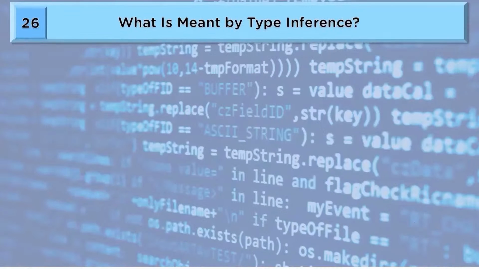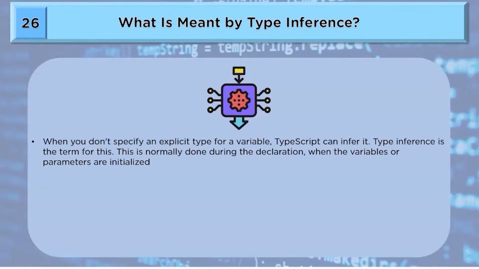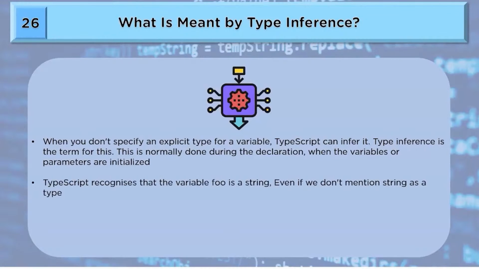What is meant by type inference? When you don't specify an explicit type for a variable, TypeScript can infer it. Type inference is the term for this. This is normally done during the declaration when the variables or parameters are initialized. TypeScript recognizes that the variable foo is a string, even if we don't mention string as a type. Here is an example.